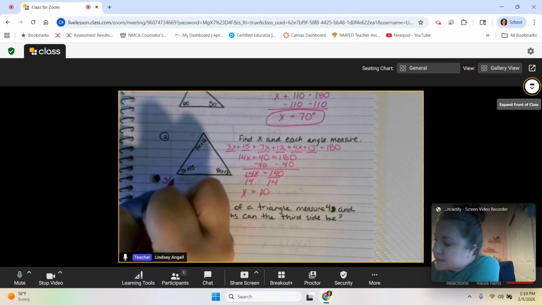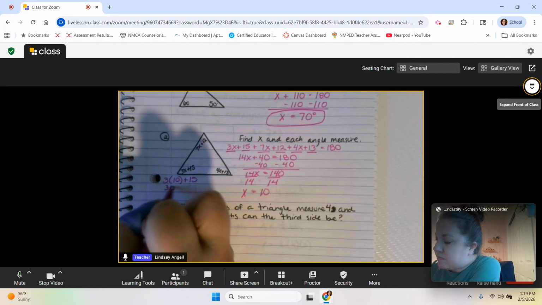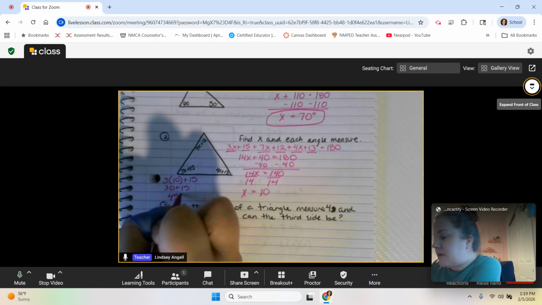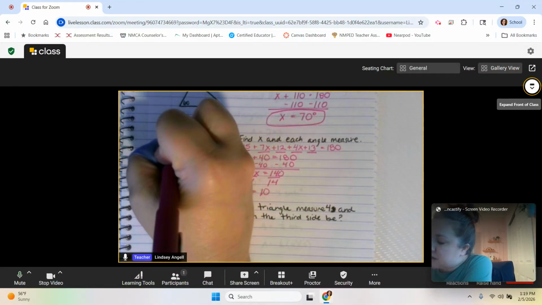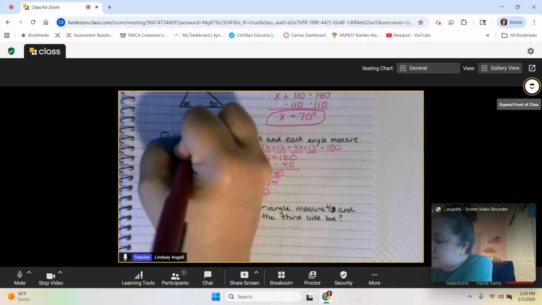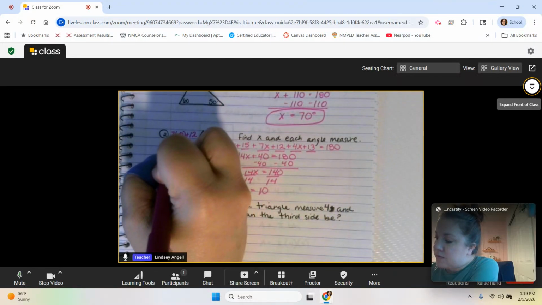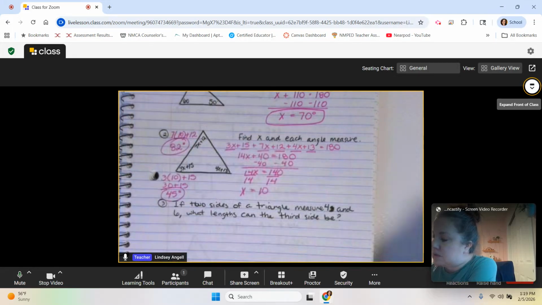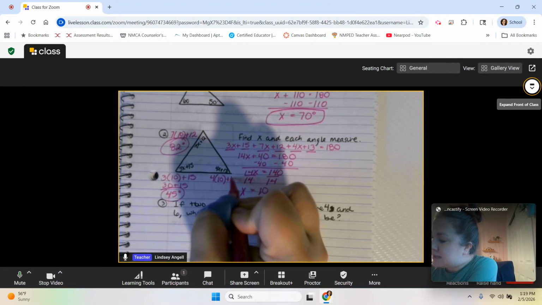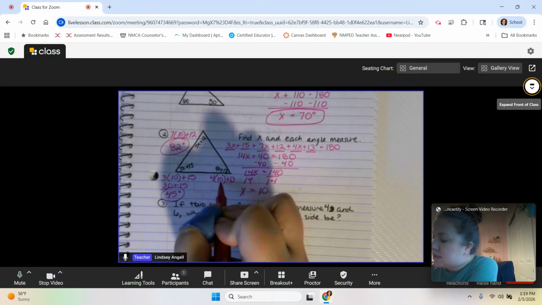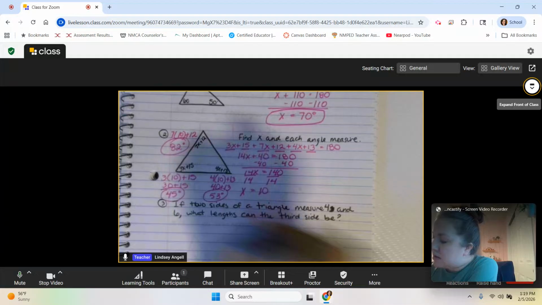So let's see, 3 times 10 plus 15, well that's 30 plus 15, that gives me 45 degrees. There's one of them. 7x plus 12, well 7 times 10 plus 12. 7 times 10 is 70, plus 12 is 82 degrees. And then this last one, 4 times 10 plus 13. Well, 4 times 10 is 40, plus 13 gives me 53 degrees.